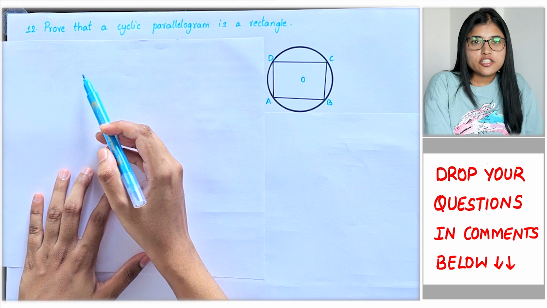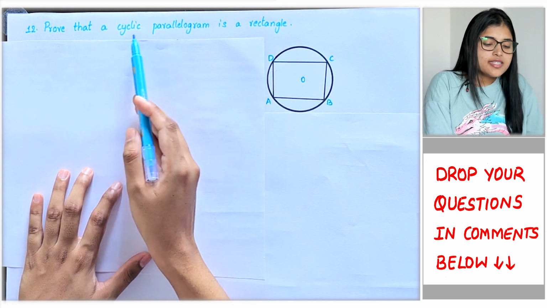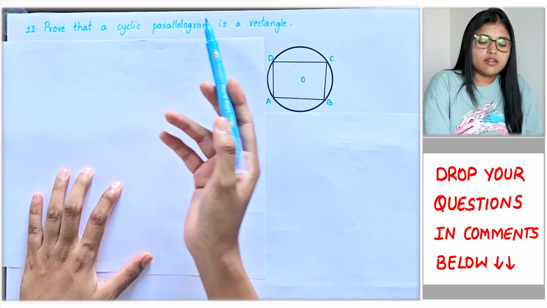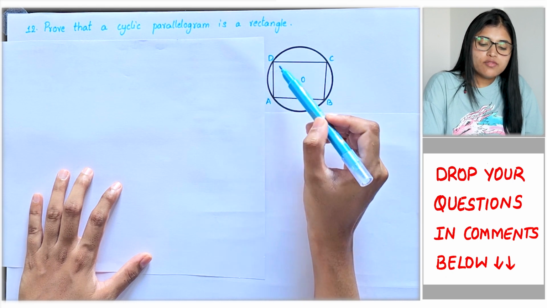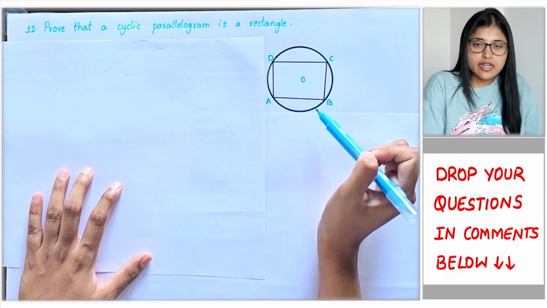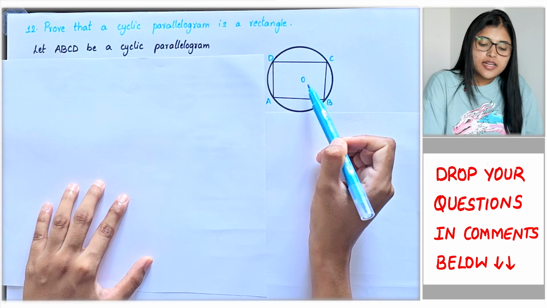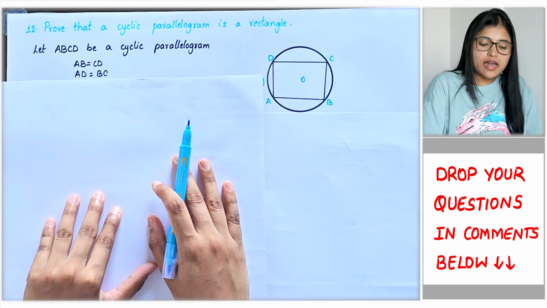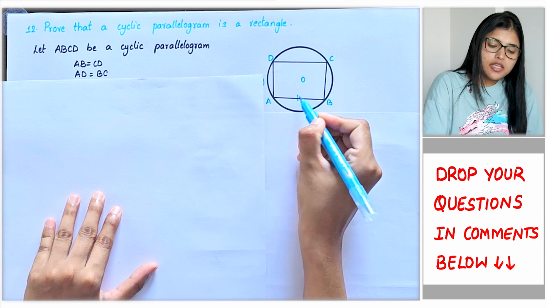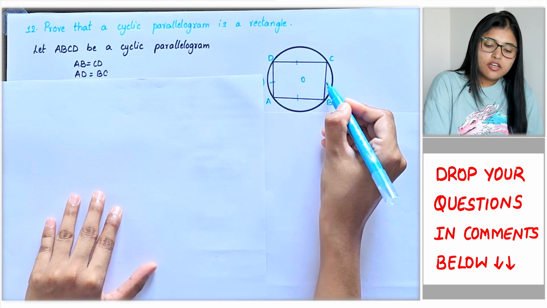The last question in chapter 9 says, prove that a cyclic parallelogram is a rectangle. So I have taken a parallelogram here in a circle where all vertices are on the circle. So it's a cyclic parallelogram ABCD. Let the center of the circle be O here. From the properties of the parallelogram, I can write AB equals CD and AD equals BC.